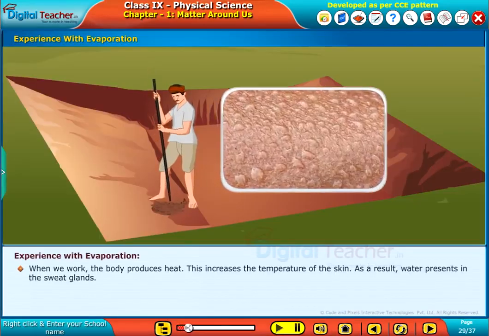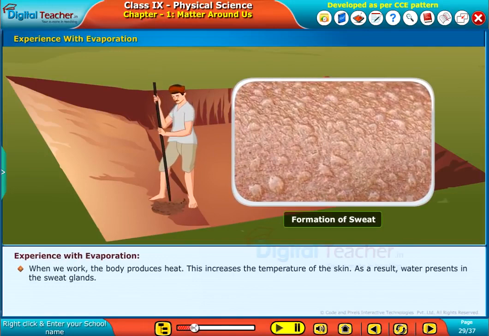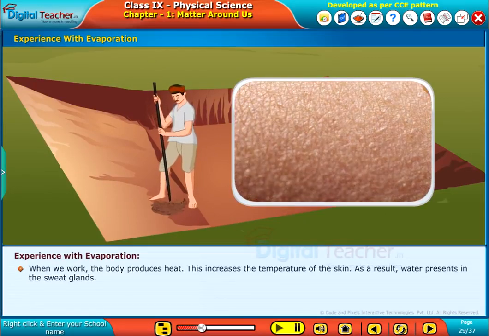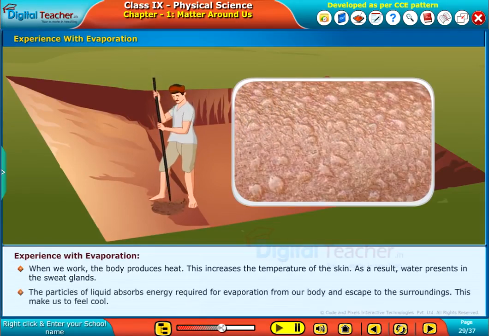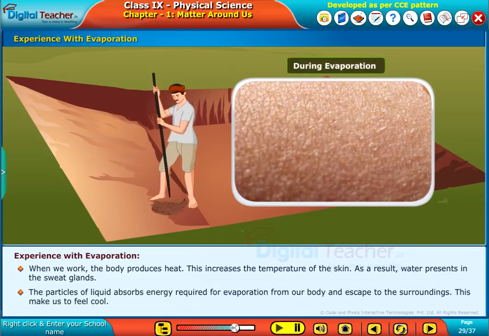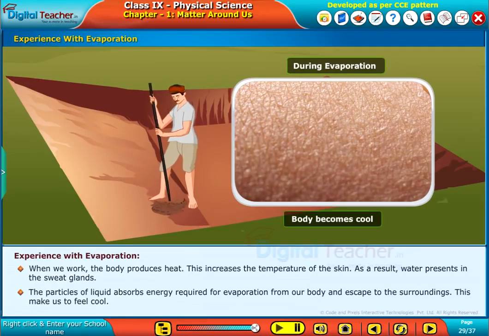When we work, the body produces heat. This increases the temperature of the skin. As a result, water present in the sweat glands. The particles of liquid absorb energy required for evaporation from our body and escape to the surroundings. This makes us feel cool.